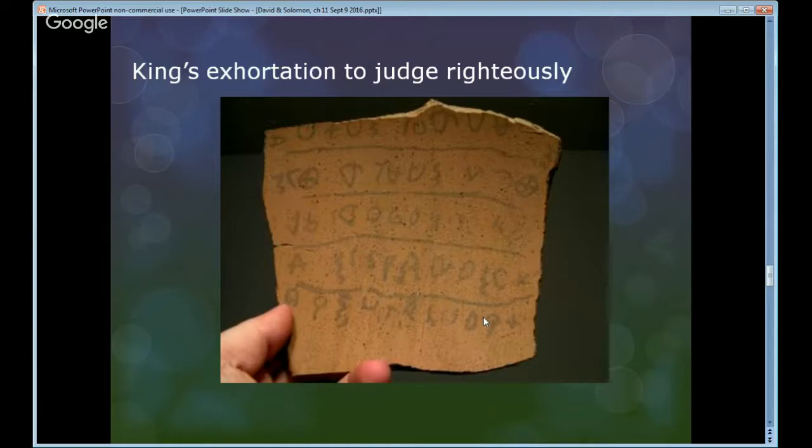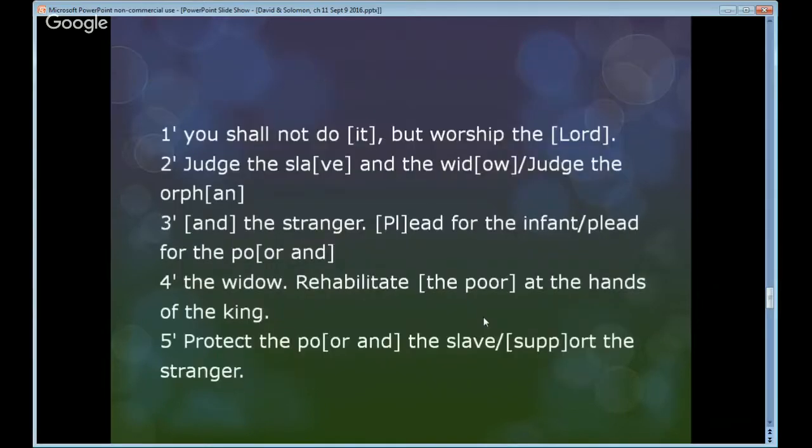And this particular pottery shard is a king's instruction to the people of the city. And he exhorts the administration, the judges of the city, to judge righteously. And this is some of the things that it says. It says, "You shall not do it, but worship Yahweh." And again, anytime you see bracketed words, those are places where an inscription or a pottery shard writing is damaged, or perhaps it is too faded to totally make out what the word is, so you have to reconstruct it to the best of your ability. And that's what scholars have done with this pottery shard.